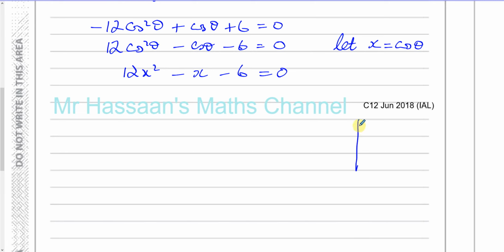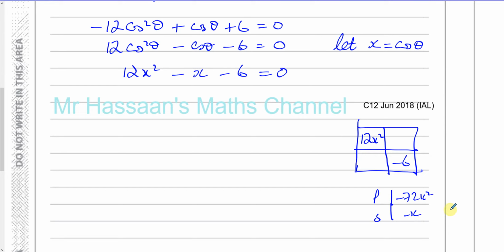Just use our window method here. So we need to find two numbers. They multiply to give us, got 12x squared minus 6, which is going to be minus 72. So the product we have to find is minus 72x squared. And the sum we have to find is the same as this, which is minus x. So what two numbers multiply to give us minus 72x squared, and they add up to give us minus x? Well, it looks like it's minus 9x and plus 8x. 9 times 8 is 72, and minus 9 plus 8 is minus 1.